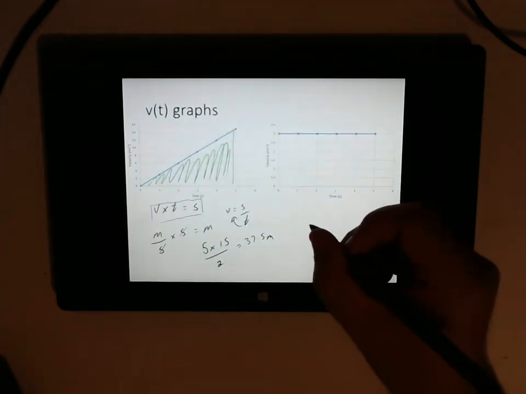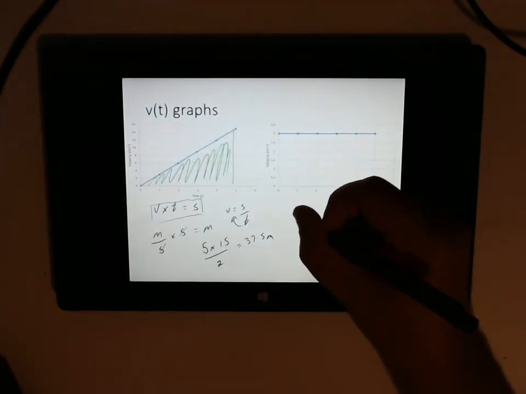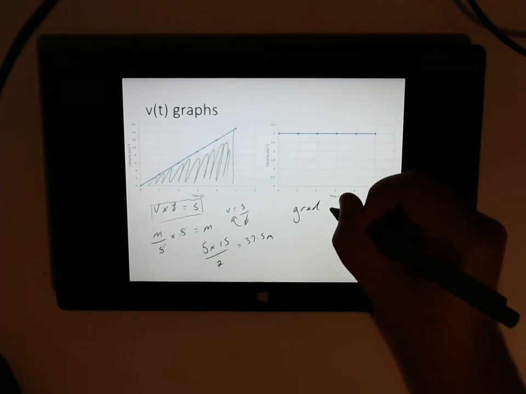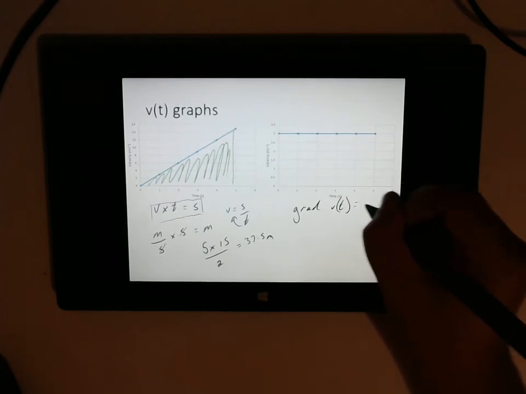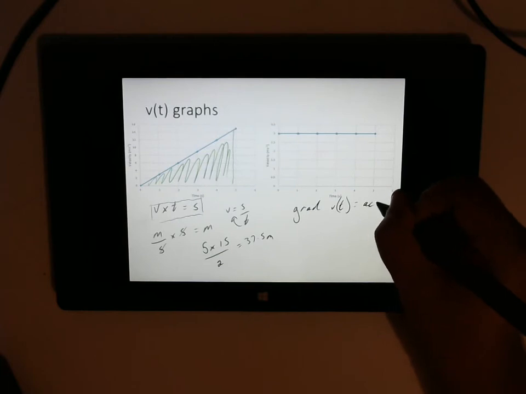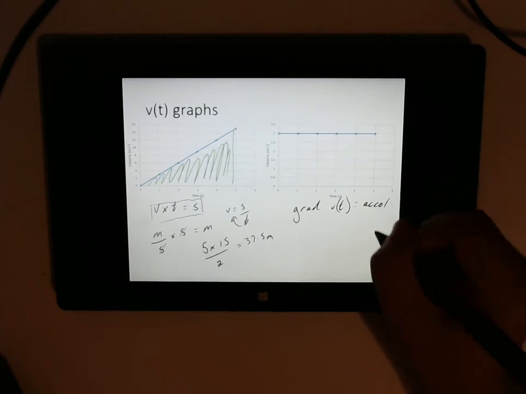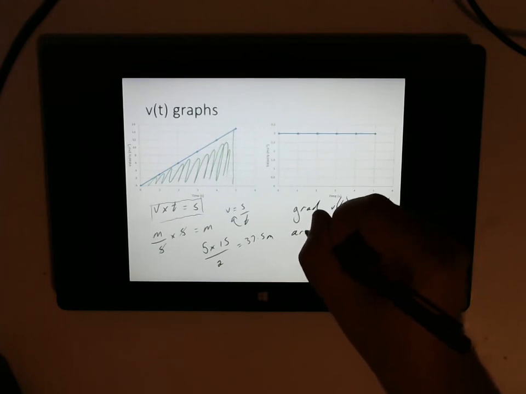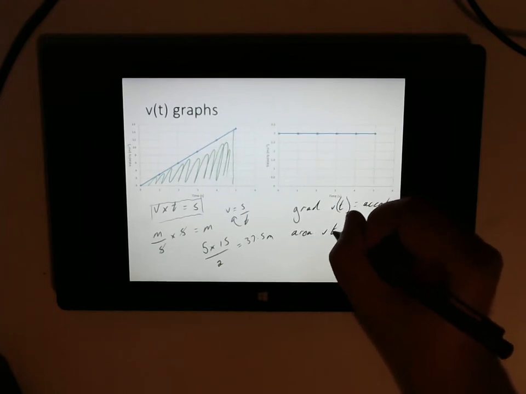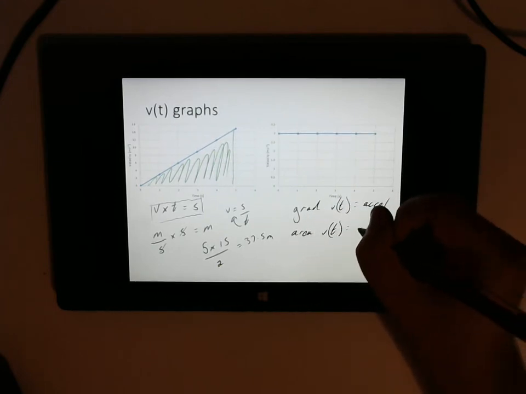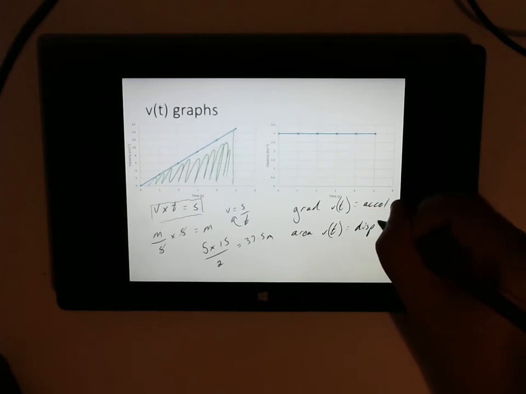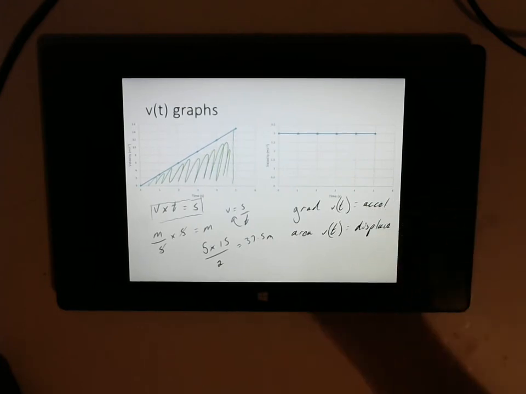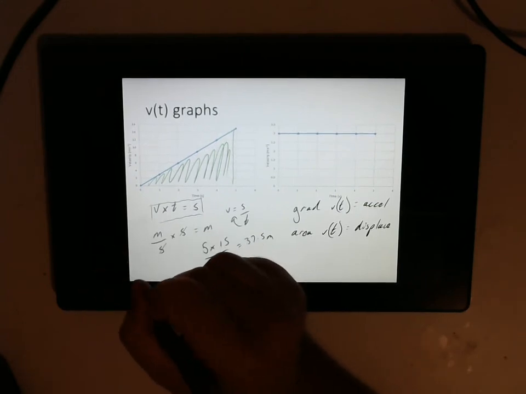So the summary for VT graphs is that the gradient of a VT graph equals acceleration. I'm going to write accel for short because I've run out of space there. And the area of a VT graph equals the displacement. So you've got to memorize those.